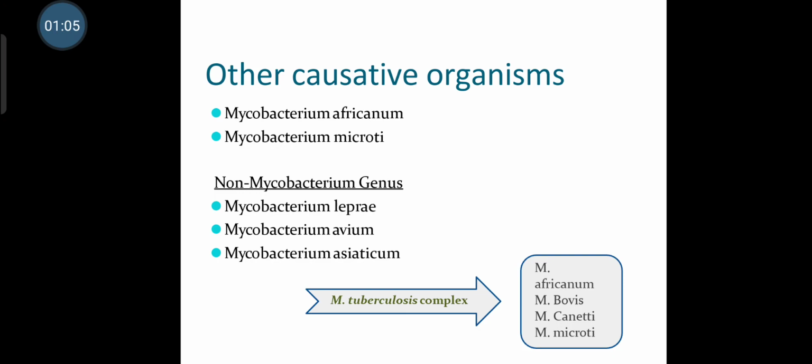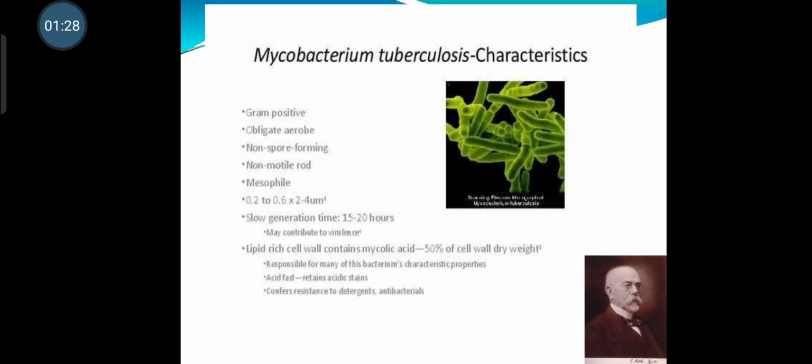But a few bacteria come together to form the Mycobacterium tuberculosis complex. Which are those? They include Mycobacterium africanum, Mycobacterium bovis, Mycobacterium canetti and Mycobacterium microti. All these together form the severe form of tuberculosis caused by the Mycobacterium tuberculosis complex.